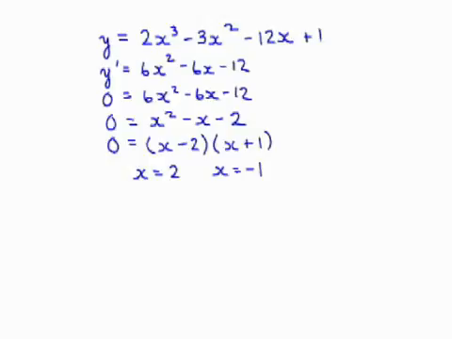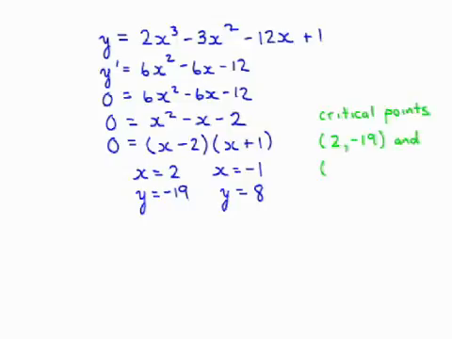I now need the corresponding y coordinates. So I substitute these x values back into my original cubic function, and when x is equal to 2, my corresponding y value is negative 19. When x is equal to negative 1, my corresponding y value is 8. So now I know that I have two critical points, their coordinates being (2, negative 19) and (negative 1, 8).